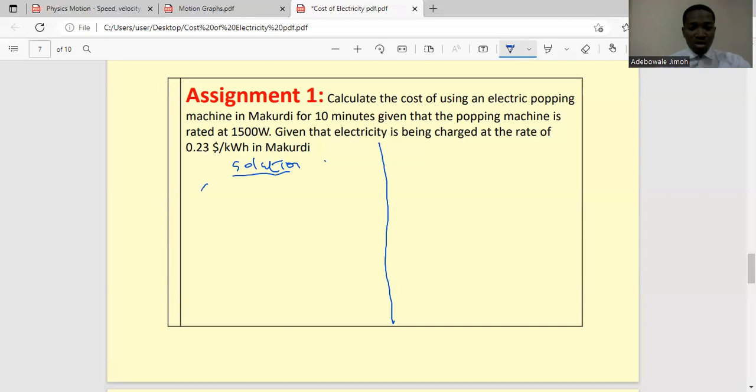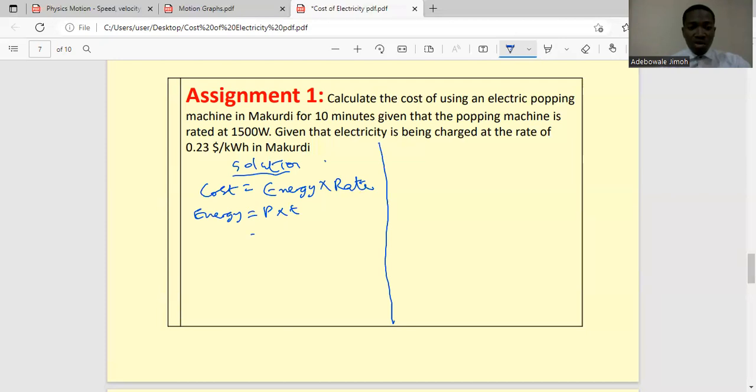As usual, cost is equal to energy multiplied by the rate at which power is being charged. So what is the energy? Energy is equal to power multiplied by time.